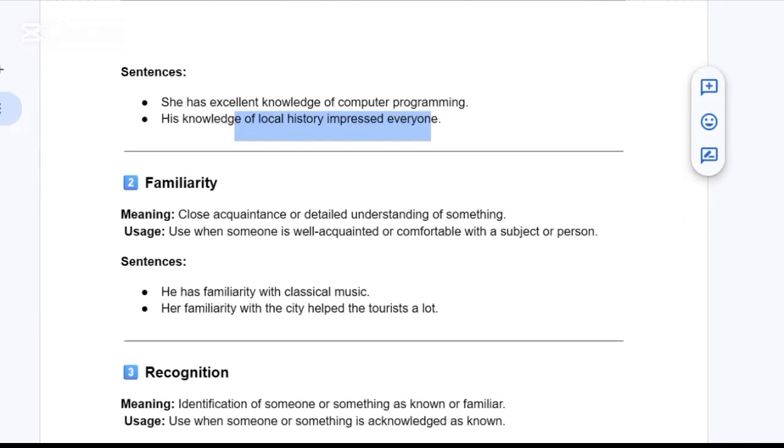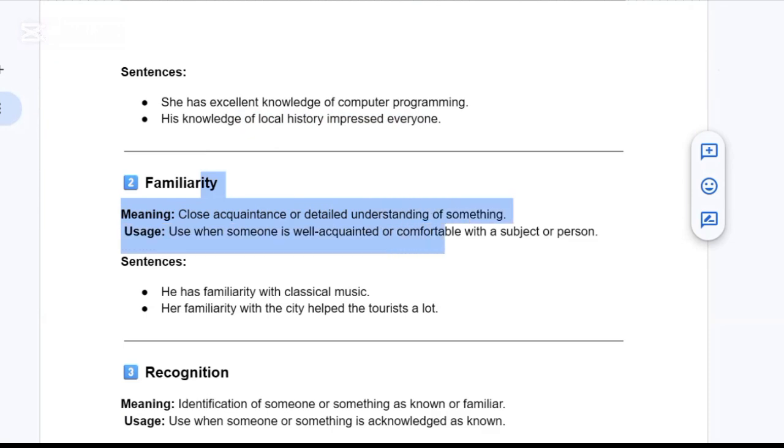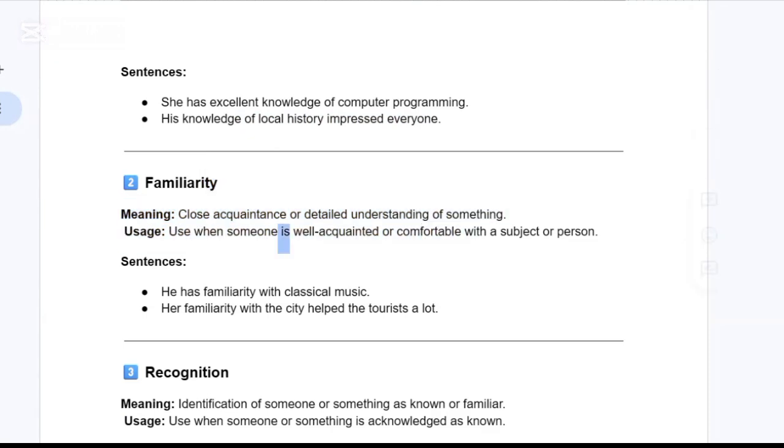Familiarity: close acquaintance or detailed understanding of something. It is used when someone is well acquainted or comfortable with a subject or person. He has familiarity with classical music. Her familiarity with the city helped the tourists a lot.